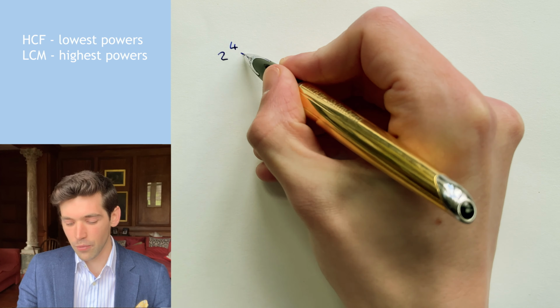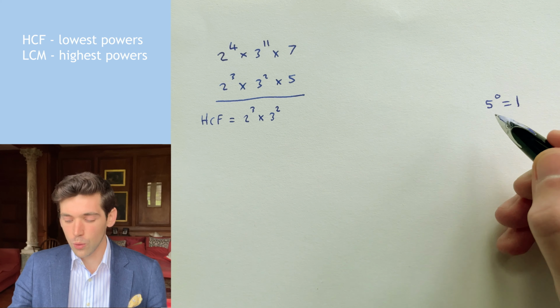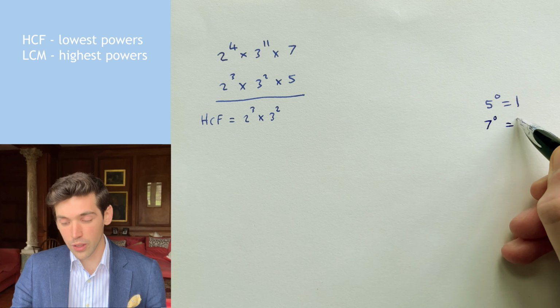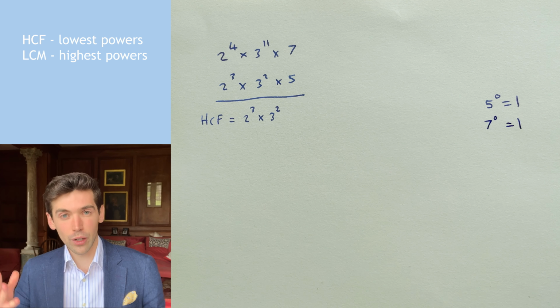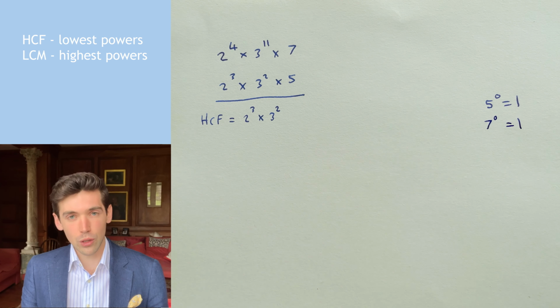Now with 7, same thing's happening. It doesn't appear in the second number, so we note that 7 to the 0 is 1. In fact, anything to the 0 is 1. And so we don't need to write down 7. So that's it, that's the answer.